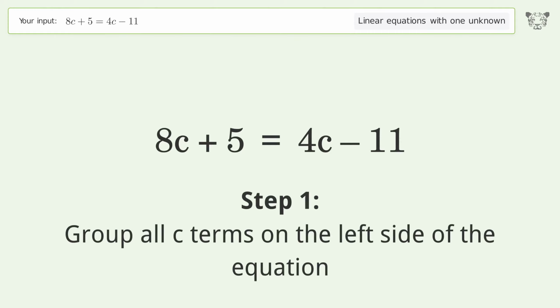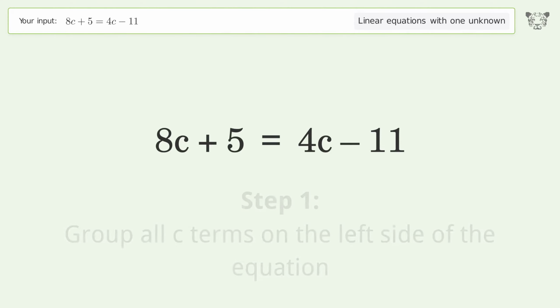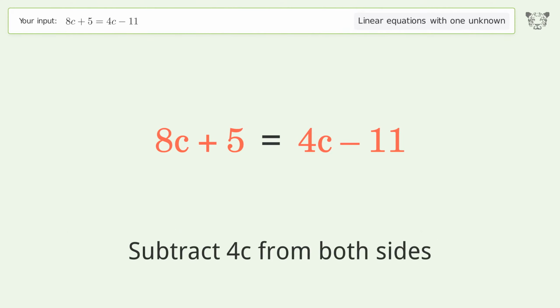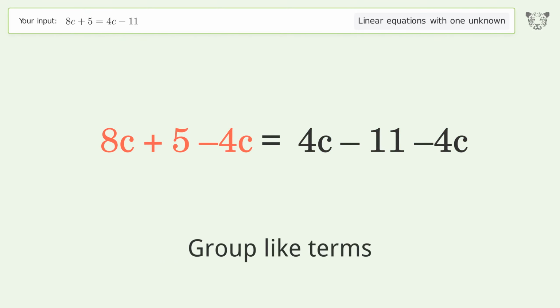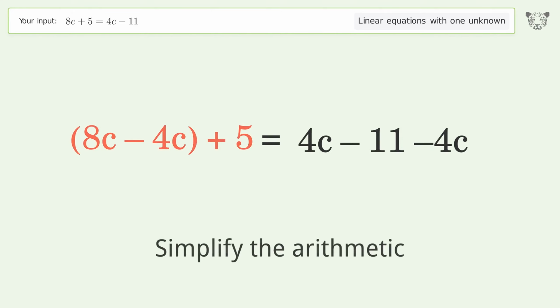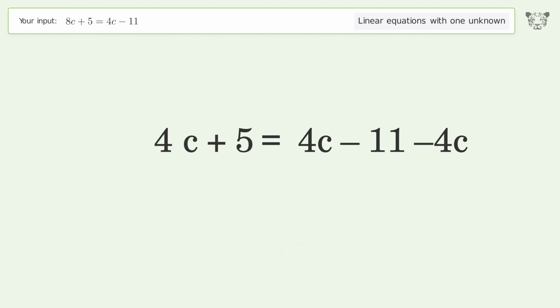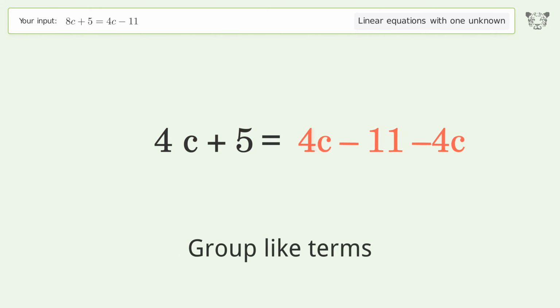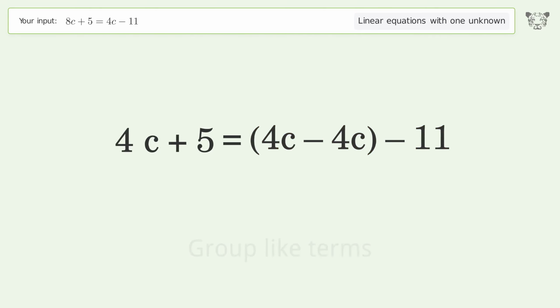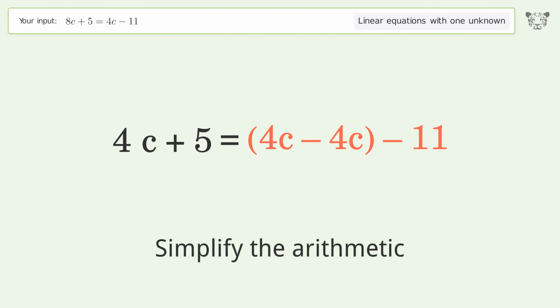Group all c terms on the left side of the equation. Subtract 4c from both sides. Group like terms. Simplify the arithmetic. Group like terms. Simplify the arithmetic.